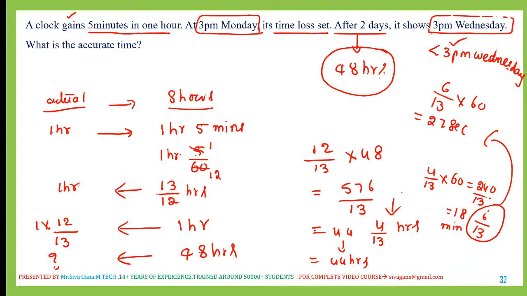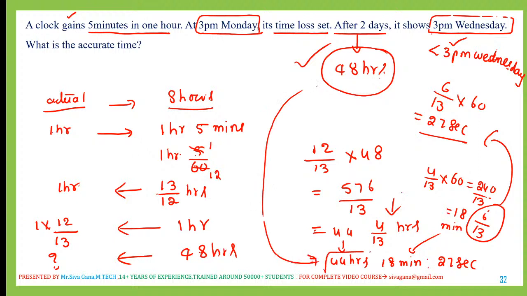Actual completed is 44 hours 18 minutes 27 seconds. But it's showing 48 hours, but not 48 hours is completed. The actual completed is how much? 44 hours 18 minutes 27 seconds.